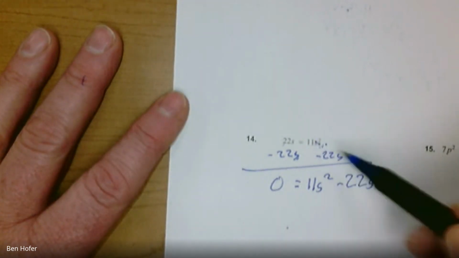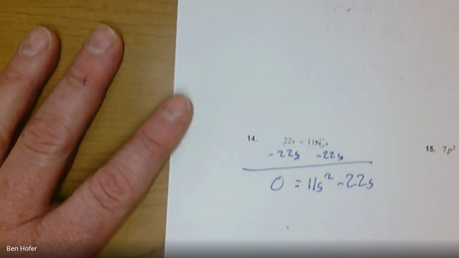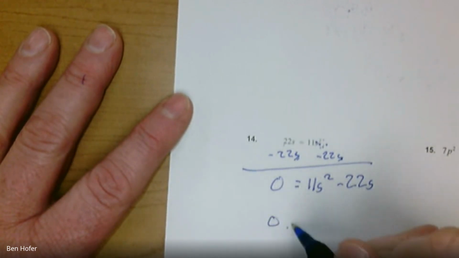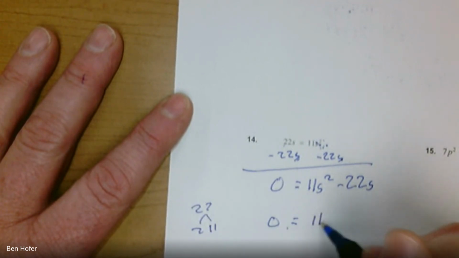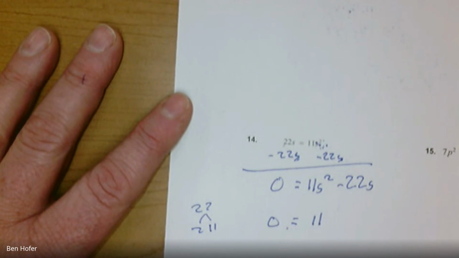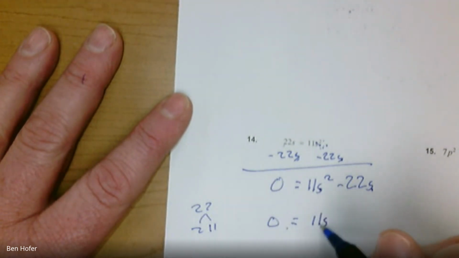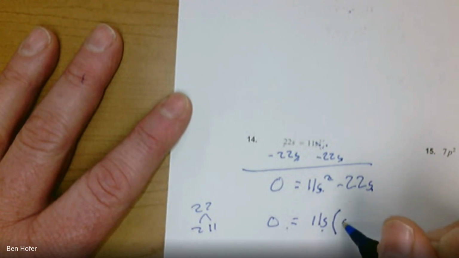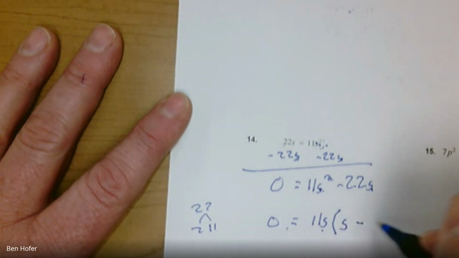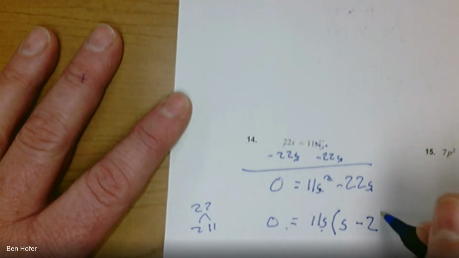And remember, these are not like terms, so I cannot subtract them. So now I'm going to factor. 22 factors to 2 and 11, so they both have a factor of 11. And then this is s squared, and this is s, so they both have an s that they can divide out. So 11s squared divided by 11s would be just s, and then this would be minus 2, because 22 divided by 11 is 2.